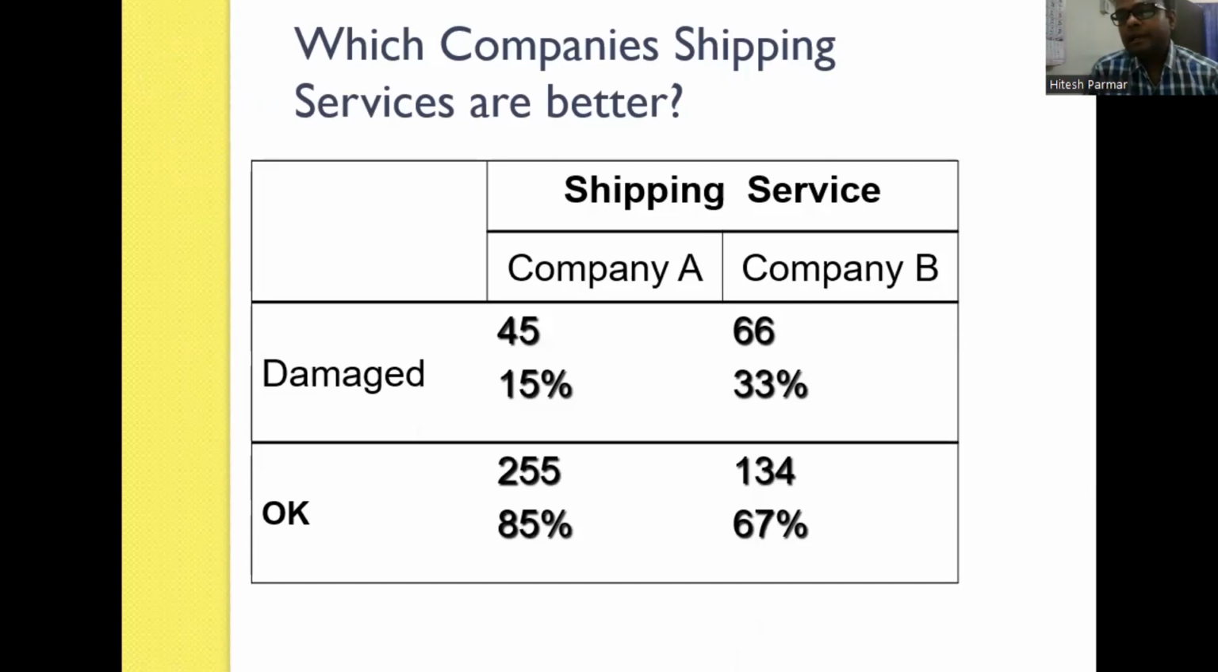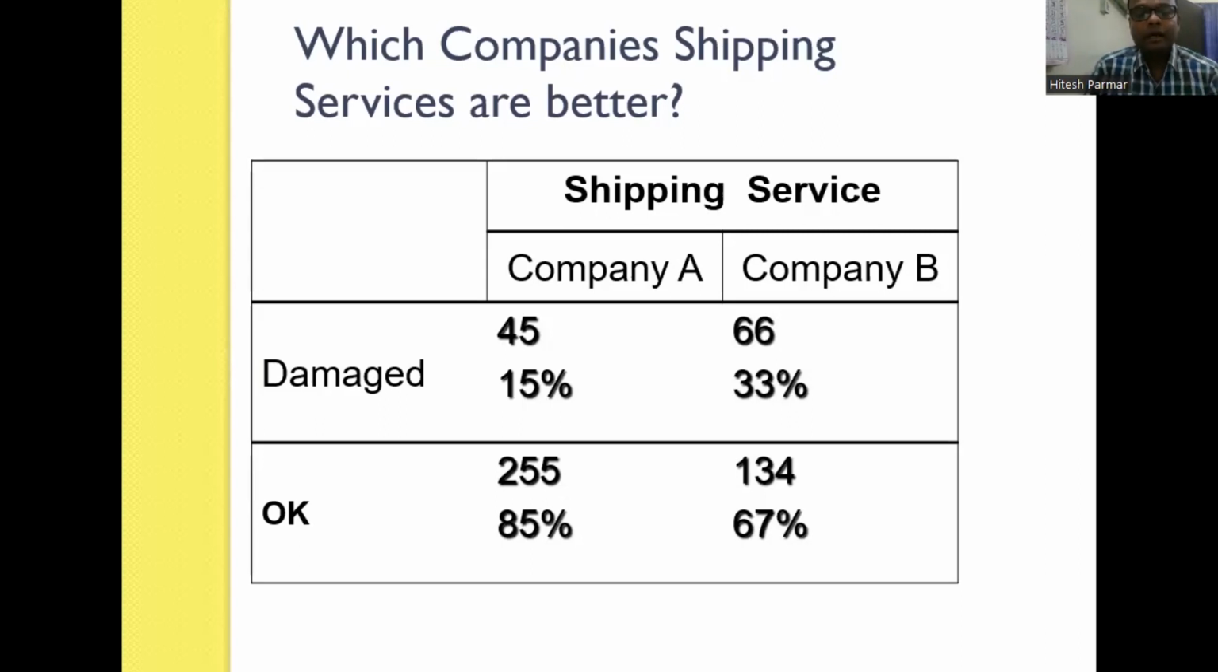Say, for example, this data we have obtained and we are applying a chi-square test. What is the purpose? The purpose is to find which company's shipping services are better. By looking at the data, will you go with company A or company B? We have these shipping services with company A and company B, and the data regarding damaged or okay shipments are given. Now we need to take a call whether we'll go for company A or company B.